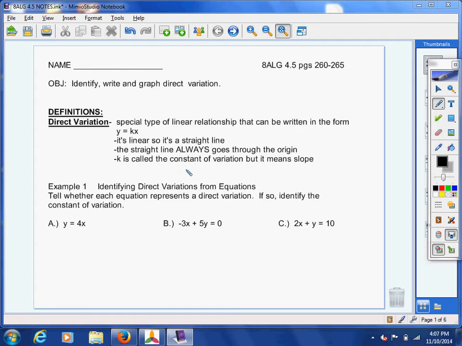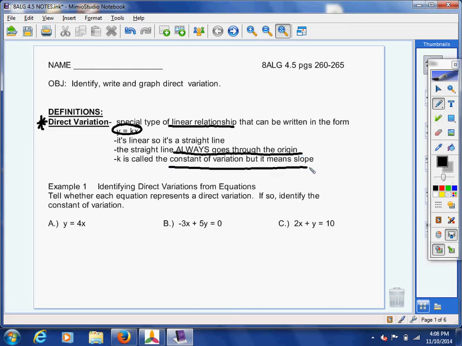All right, so let's look at our definitions here. A direct variation is a special type of linear relationship. So it's still a straight line, but it's written in the form y equals kx. It's linear, it's a straight line, and that straight line always goes through the origin. Always, always, always. And we call the k in this equation the constant of variation. But it definitely means slope. It ties in and does mean the slope of the line.